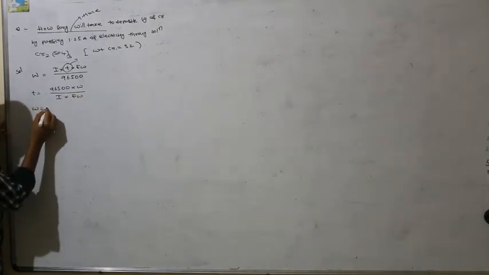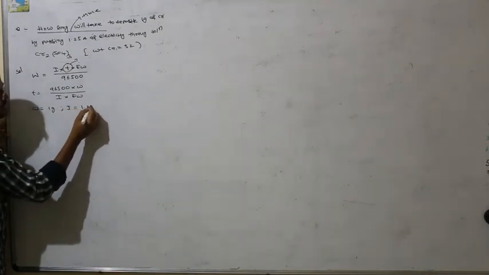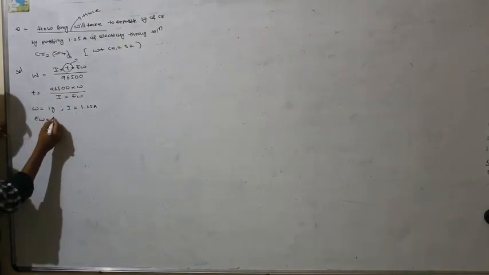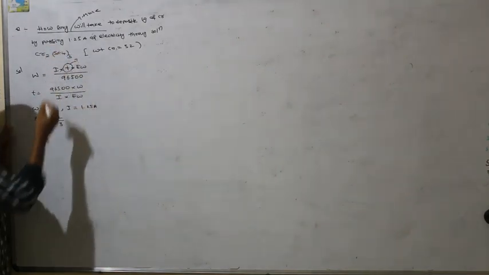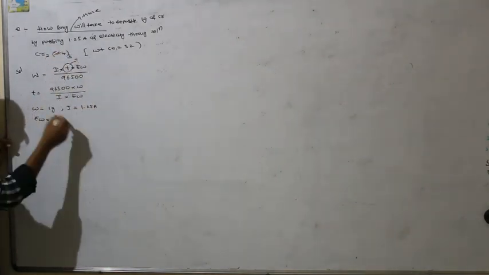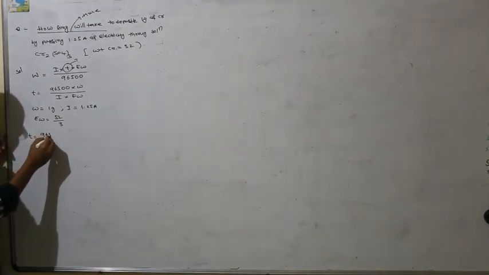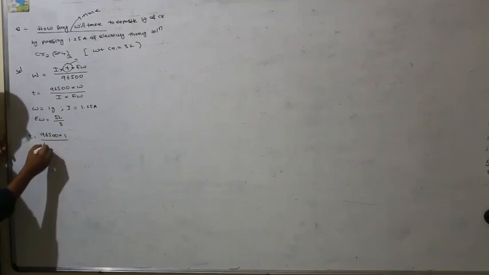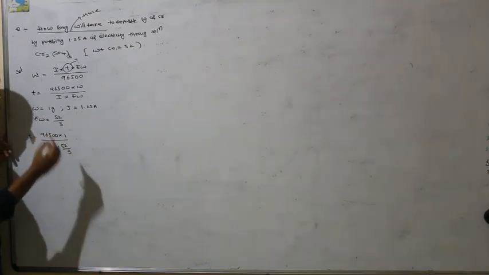Weight is given, 1 gram. I is given, 1.25 ampere. Equivalent weight is equal to mass number 52 by valency, that is 3, in the salt, chromium plus 3, no? By 3. Substitute all this data. T is equal to 96500 into 1 by 1.25 into 52 by 3.